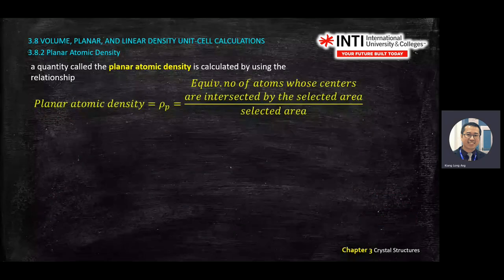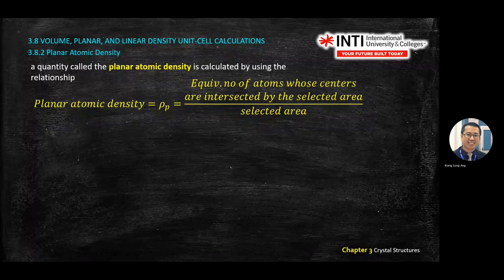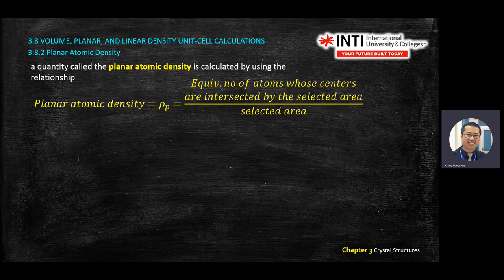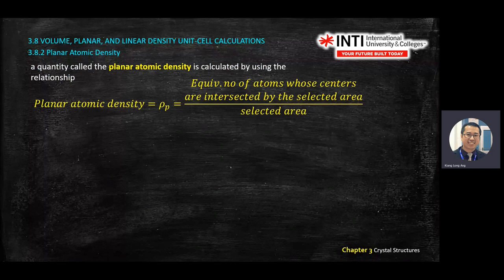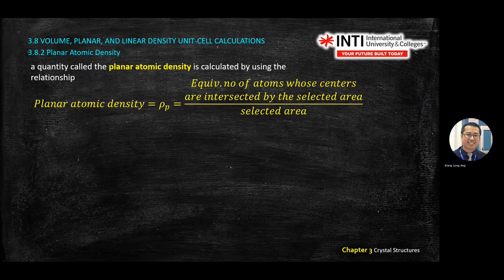All right. The next one is called planar atomic density. The keyword here is planar. Planar means it refers to a certain plane. Then you calculate how many atoms can pack on that plane. So the equation is rho P, where P is that plane, the 2D plane like a paper sheet: the equivalent number of atoms whose centers are intersected by the selected area, divided by the selected area. Rather, I give you one example.